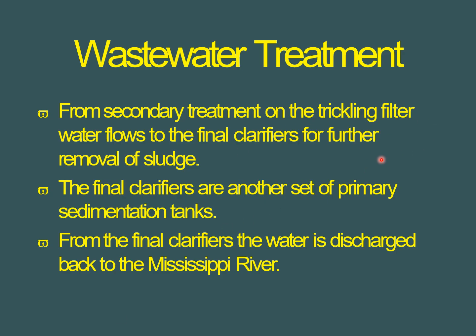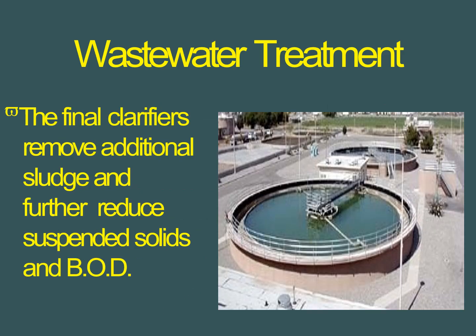From secondary treatment on the trickling filter, water flows to the final clarifier for further removal of sludge. The final clarifier is like another set of primary sedimentation tanks. From the clarifier, the water is discharged back to the river. The final clarifiers remove additional sludge and further reduce suspended solids and BOD.